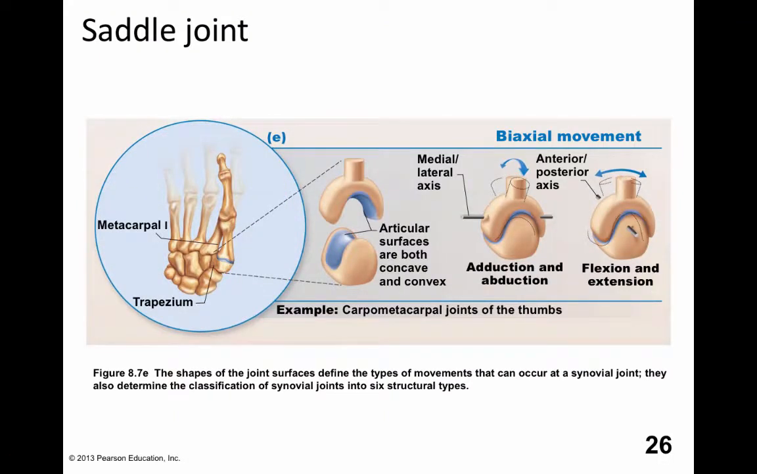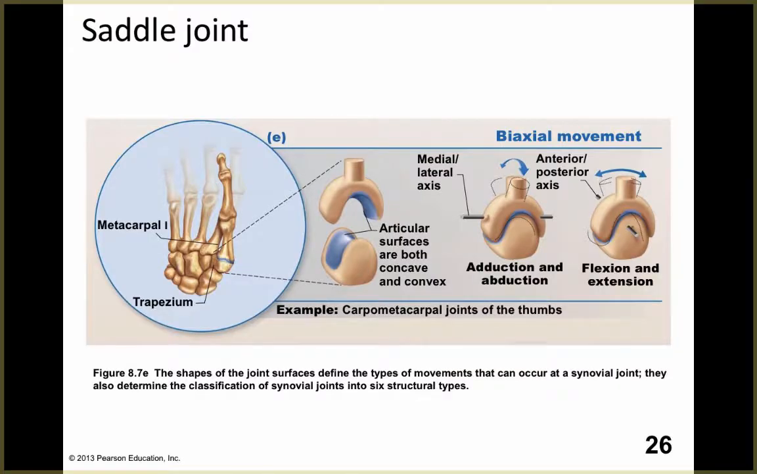Saddle joints. So basically in a saddle joint, you're going to get the articular surface of both a concave and convex region that are basically one fitting complementary to the other.